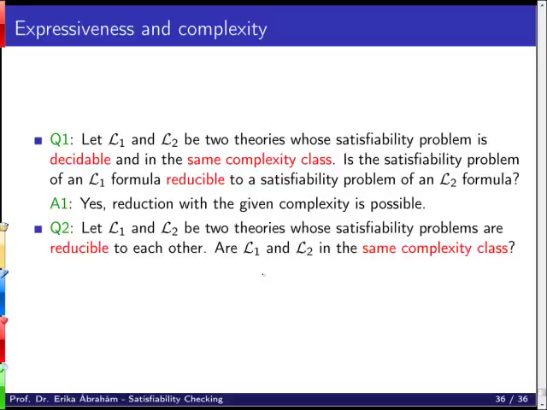So a last question for first order logic. Now we turn it around. We have two theories, and we know that we can reduce L1 to L2, and we can reduce L2 to L1. Does it mean that they are in the same complexity class?